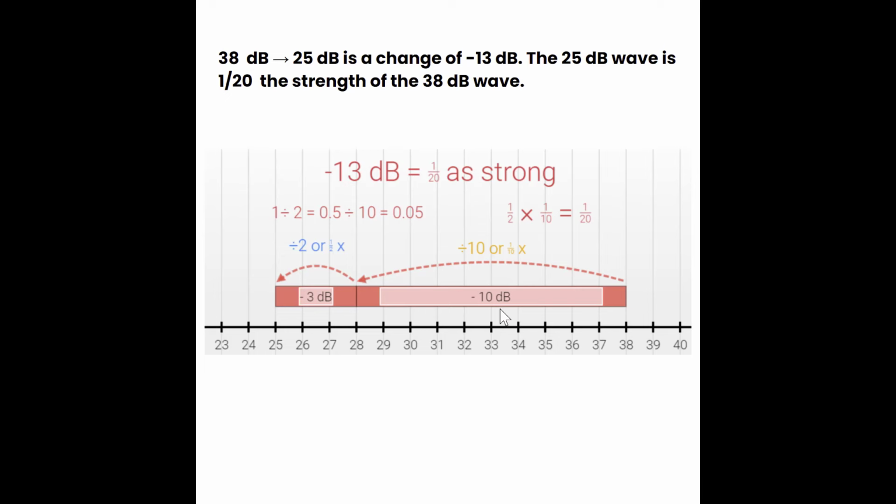So we first see a 10 times weaker, and then we see a 2 times weaker. We can look at that as being 1/10 as strong, followed by half as strong. So to calculate that, we could take 1 divided by 2 for decreasing by a factor of 2, take that and decrease it by a factor of 10, and we will see that our new wave is 0.05 or 1/20 as strong as the original. If we want to take our fractions and multiply, we can do half times 1/10, and that will also give us 1/20. So the new wave at a 13 decibel negative change is 1/20 the strength of the original wave.